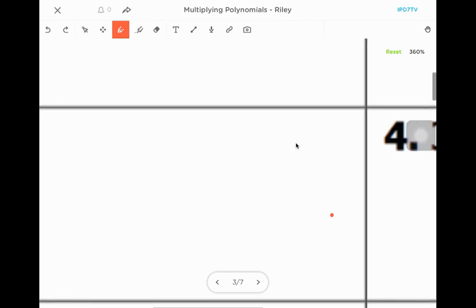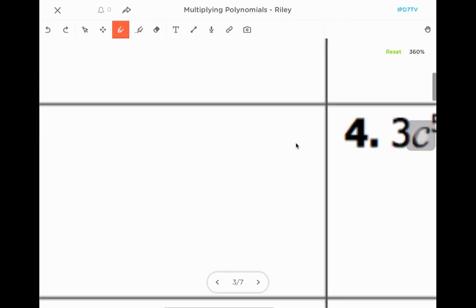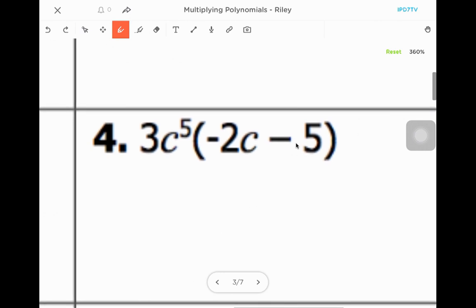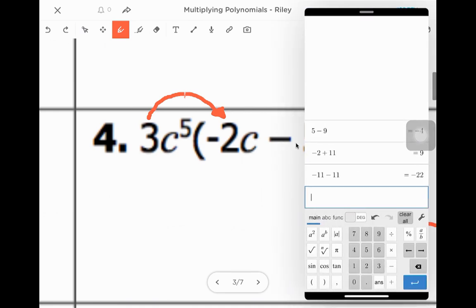All right, let's try number 4. So distribute in. Do our coefficients first. 3 times negative 2. So in case you don't know, you do 3 times negative 2. Looks like I have a negative 6.